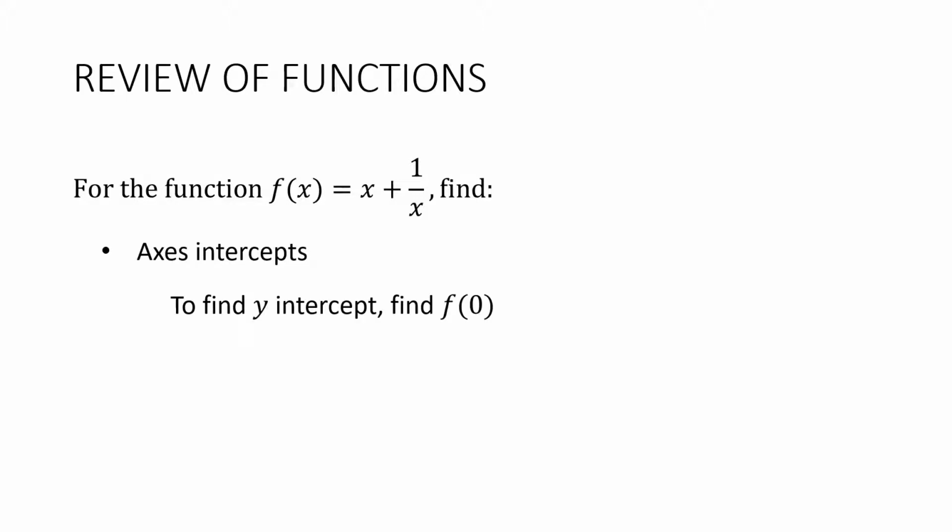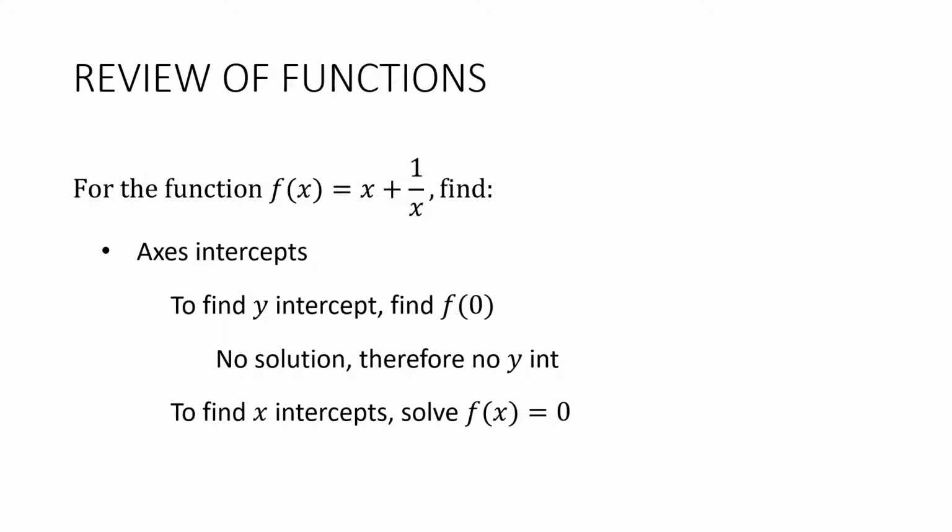So finding the y-intercept, we're going to substitute x equals 0, which means finding f of 0. Substituting our 0 in here is no problem, but here we're going to strike a problem. 1 divided by 0 doesn't exist, so therefore there are no solutions, no y-intercept. Now finding our x-intercepts, we solve f of x is equal to 0, because that's the same as putting 0 in for all of this.